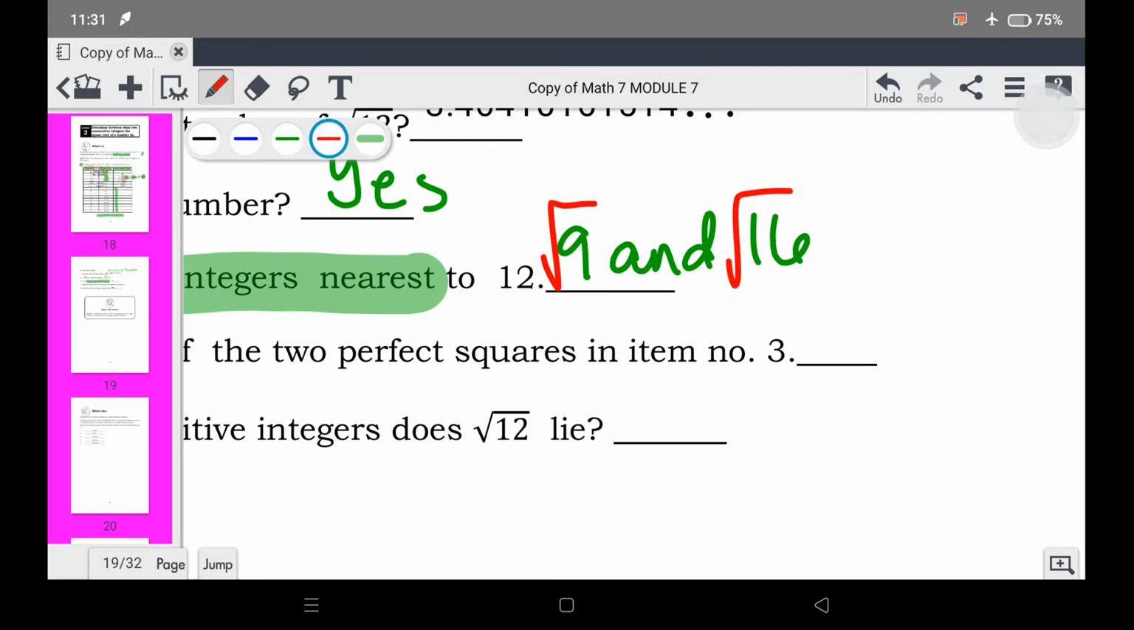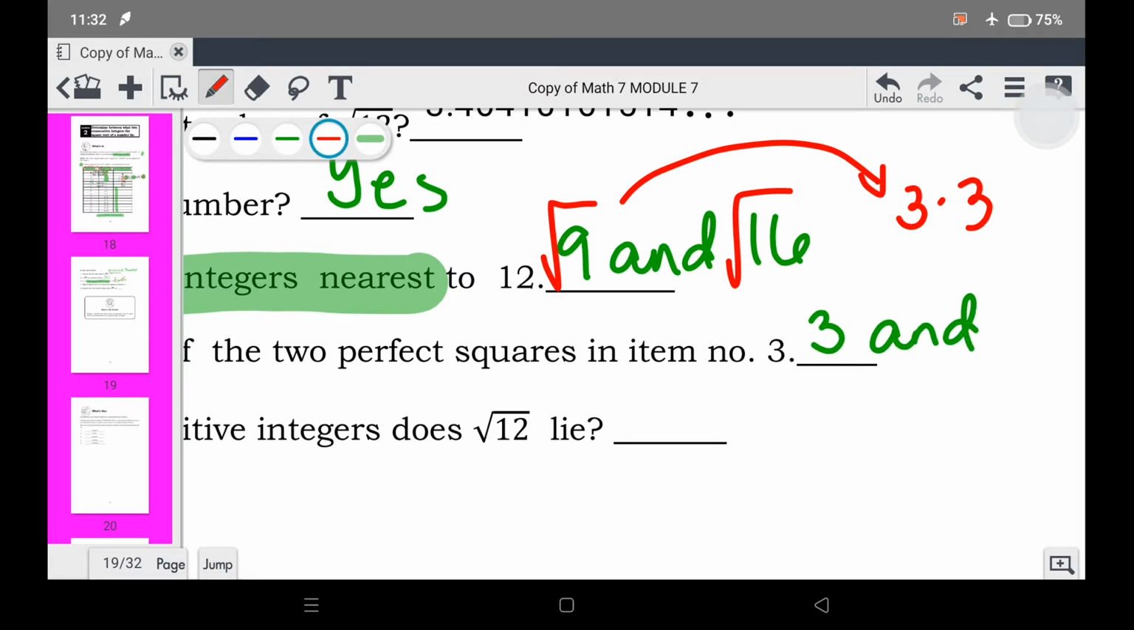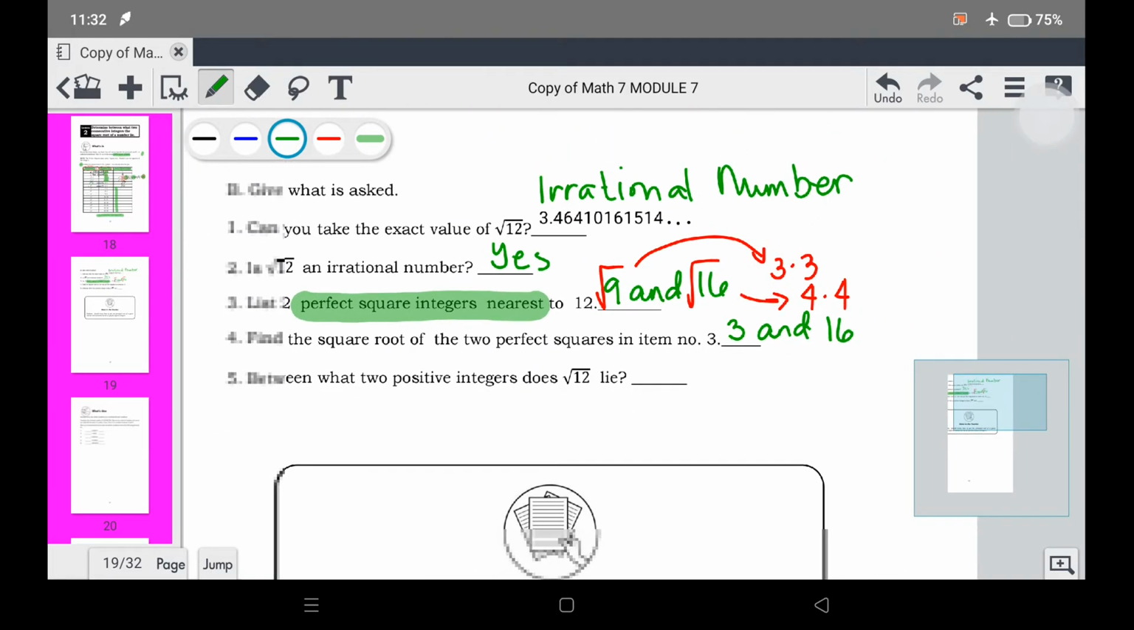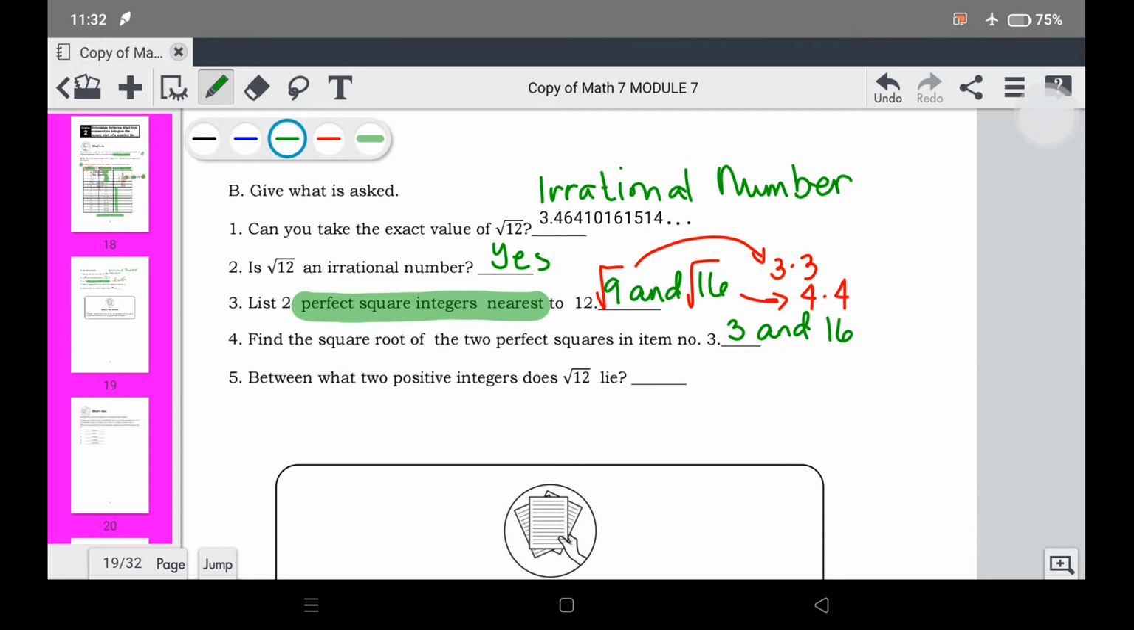So to find the square root of 9, we know that 9 comes from 3 times 3. Therefore, the answer here will become 3. And we know that 16 comes from 4 times 4. Therefore, the square roots of the two perfect squares in item number 3 are 3 and 4.